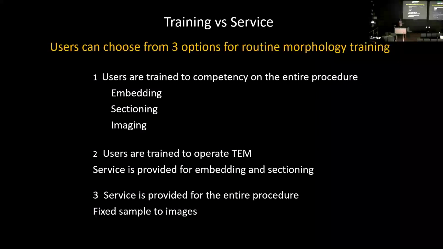So in CNS, just to take a moment here, if you're interested in this sort of imaging, we could do training or service. And there's basically three options for routine morphology. The users can be trained to competency for the entire process, where you do the embedding, the sectioning, and finally the imaging. Or if you wanted to not spend your time learning how to embed and section, which is a time commitment, sectioning is not an easy thing to do at a publication quality level, then that can be done as a service for you and you're trained on the TEM. Or we could just work together and I could do the entire process.